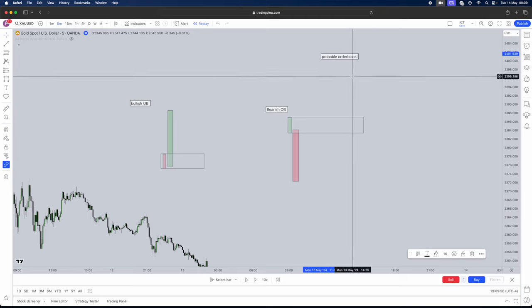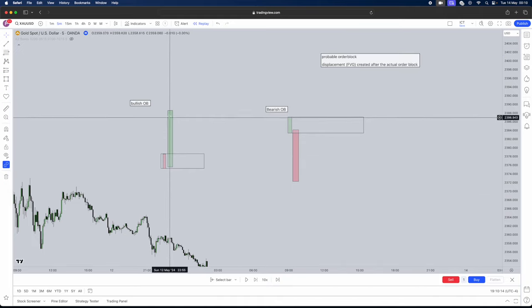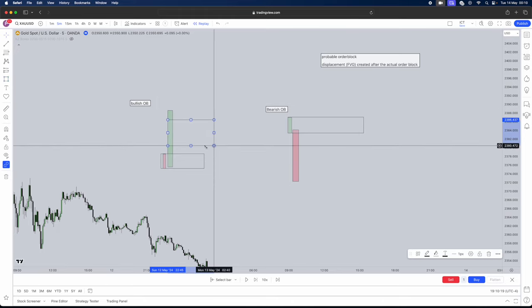So what makes a probable order block? Remember this, guys: displacement, and in particular a fair value gap created after the actual order block. What I mean by that is you see this big parabolic move up. Within here, when there is a fair value gap, a gap in price, that is what makes a very probable order block. Those are the order blocks you want to be using.